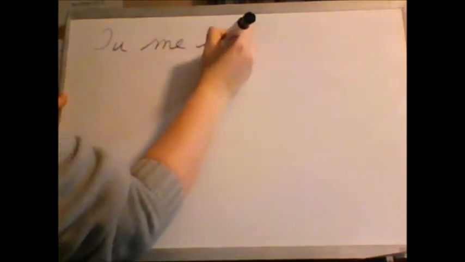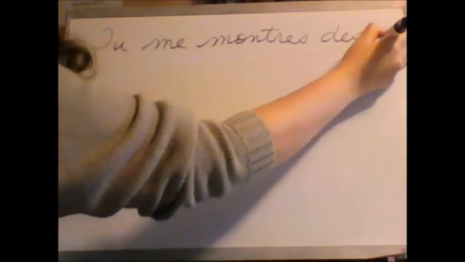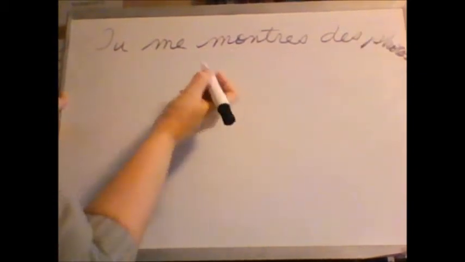There's one more thing that we need to look at, one more form difference. When you're using me or te, and you're using them in an affirmative command, the me and te are going to change forms. So if you have the sentence tu me montres des photos, let's not change des photos at this point. We'll do that in another lesson where we're putting more than one pronoun in the sentence. Let's just look at me right now.